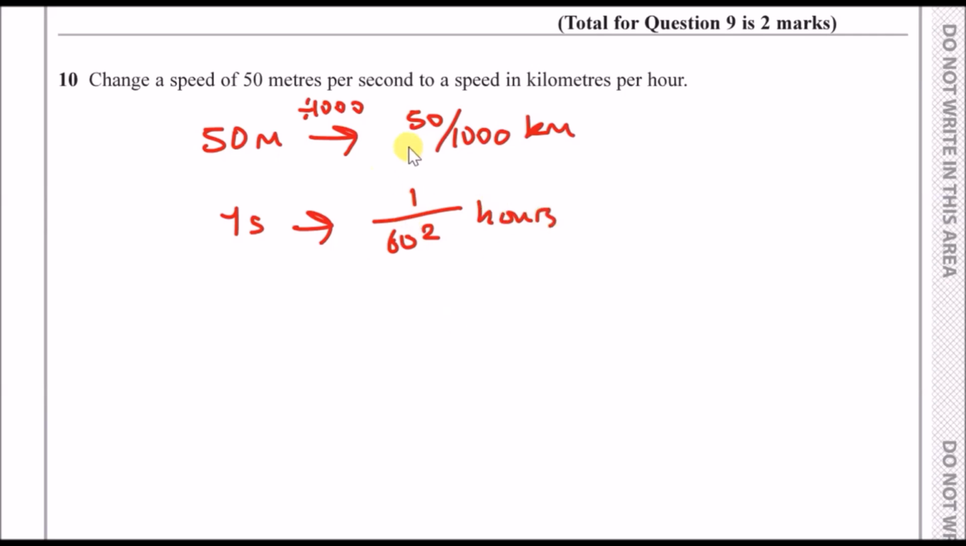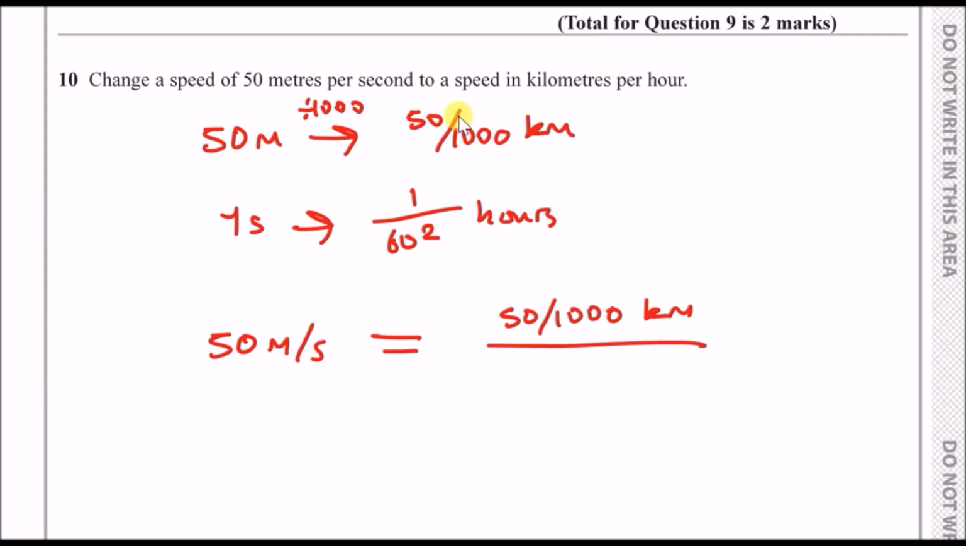And that's it, guys. And then if you want, you could calculate this, but you can just go ahead and solve the question. So because you want 50 meters per second, that's basically saying 50 meters per second is the same as this many kilometers. So what's that? 50 divided by 1,000 kilometers over, so per hour. So hour, we have 1 over 60 squared hours. So 1 divided by 60 squared hours.